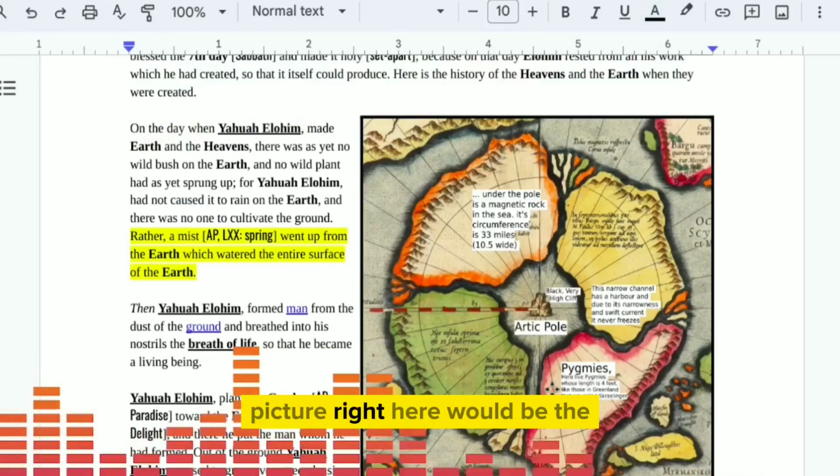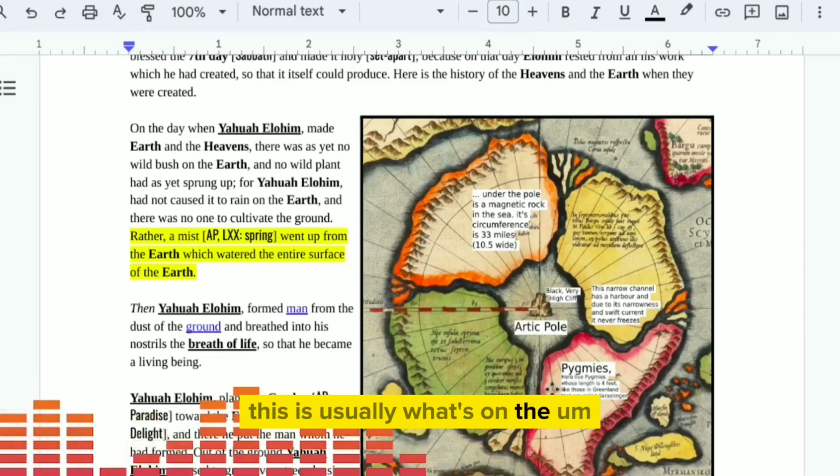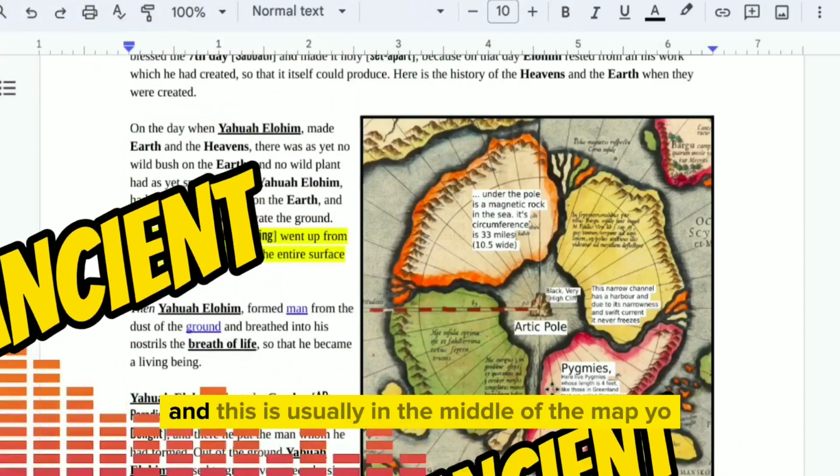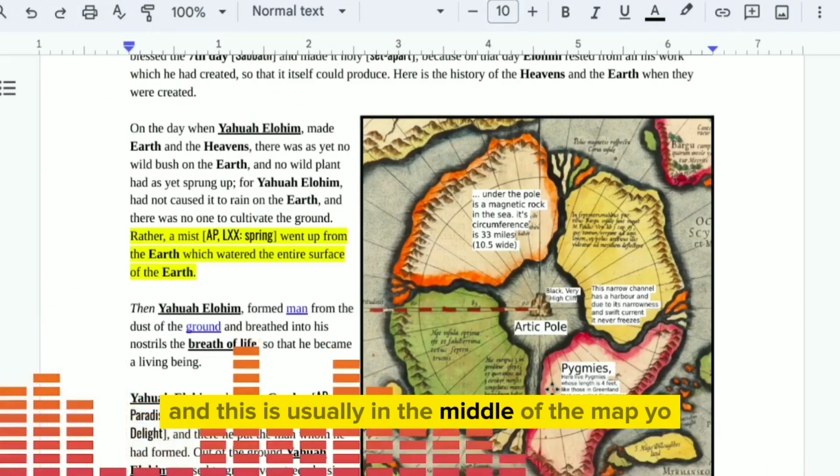This picture right here is usually what's on the flat earth maps, and this is usually in the middle of the map.